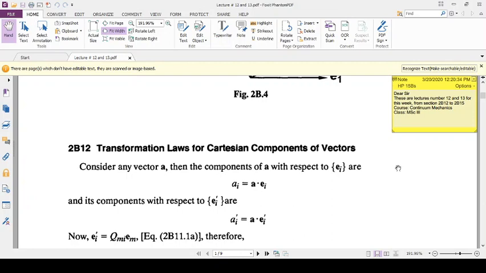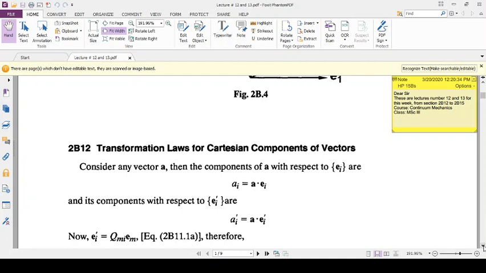तो इसमें हमने क्या करना है, हमने ट्रांसफॉर्मेशन लॉ फाइंड करना है फॉर द कंपोनेंट्स ऑफ वेक्टर। सो लेट अस सपोज दैट वी हैव वेक्टर a, and we can write its components with respect to basis ei, as it is written ai equals a dot ei. So we can write its component with respect to another basis ei dash, which can be written as ai dash equals a dot ei dash.